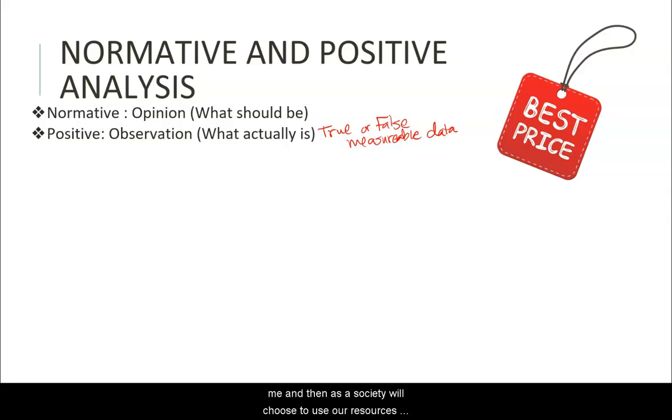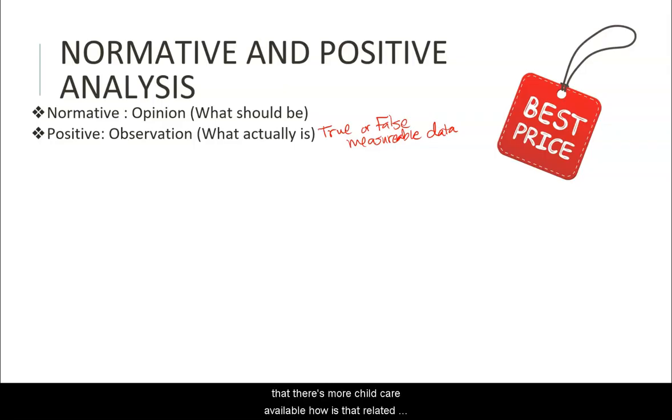Maybe everybody agrees with me, and then as a society, we'll choose to use our resources for that. But just because we all agree doesn't make it a fact, right? It still is an opinion. If I wanted to turn that into a positive statement, I could say increased childcare availability leads to less poverty or less inequality. So that is something we can measure, right?